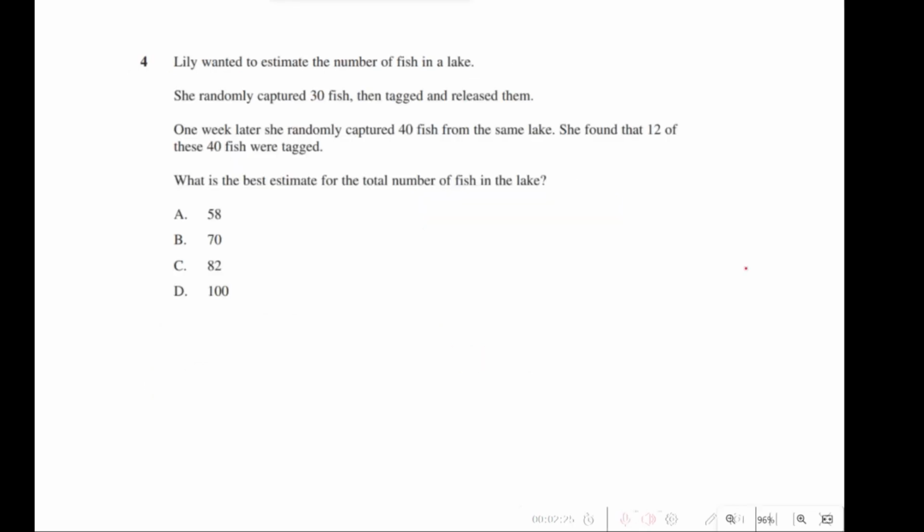Lily wanted to estimate the number of fish in a lake. She randomly captured 30 fish and tagged them and then released them. 1 week later, she randomly captured 40 fish. Out of those 40, she found that 12 of the 40 were tagged. What is the best estimate for the total number of fish in the lake? So we're going to use the capture-recapture technique. We're going to let X represent the total number of fish.